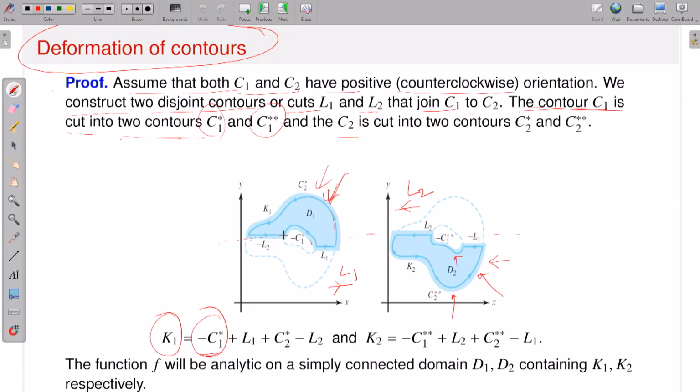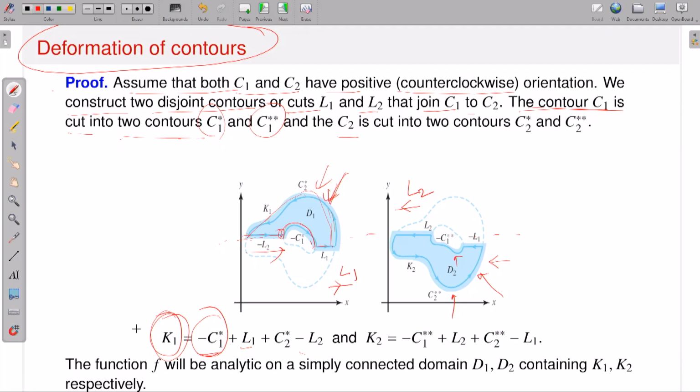So minus C1 star, that means you start from here, you come here, then you have L1, which is in this direction already, you come back here, then C2 star, which is automatically positively oriented, you come back here, and then you have minus L2. L2 is in this direction, so minus L2 means the opposite direction. So I am starting from here, going via minus C1 star, then taking L1, then part of C2, that means C2 star, and at the end I come back here. From where I started, again at the same point I reached using this contour K1.